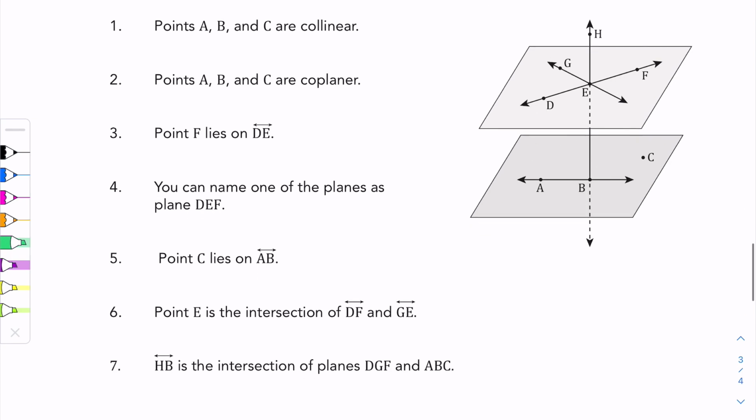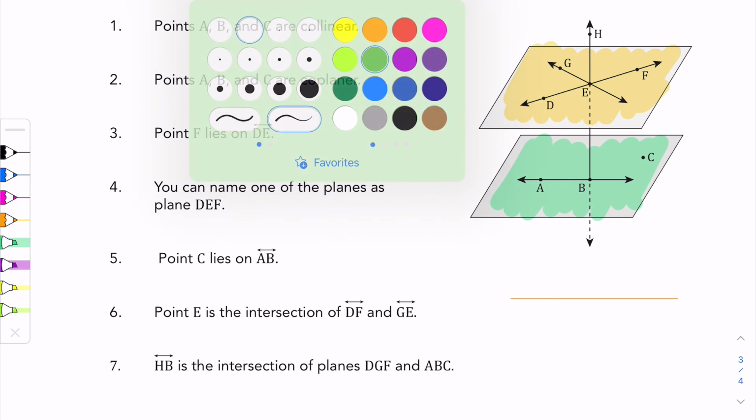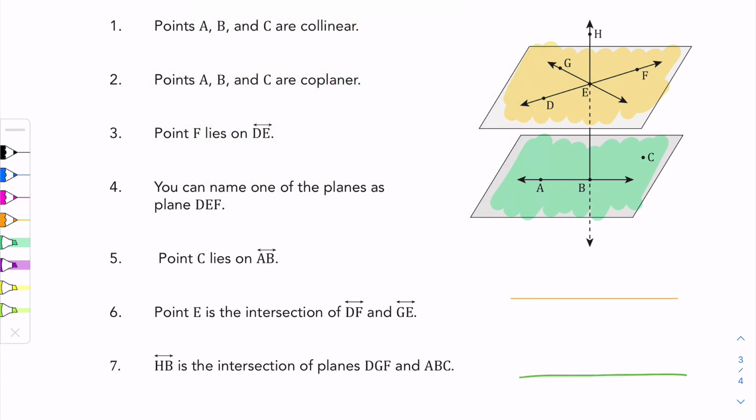If I was looking at this model in a different direction, I could see this as my top plane. Let me use my highlighter for this. Here's this plane, highlighted in orange. Then we have this plane highlighted in green. If I was to draw this two-dimensional for you, here's plane GEF. Here is plane ABC. Here is the line that intersects the two of them.